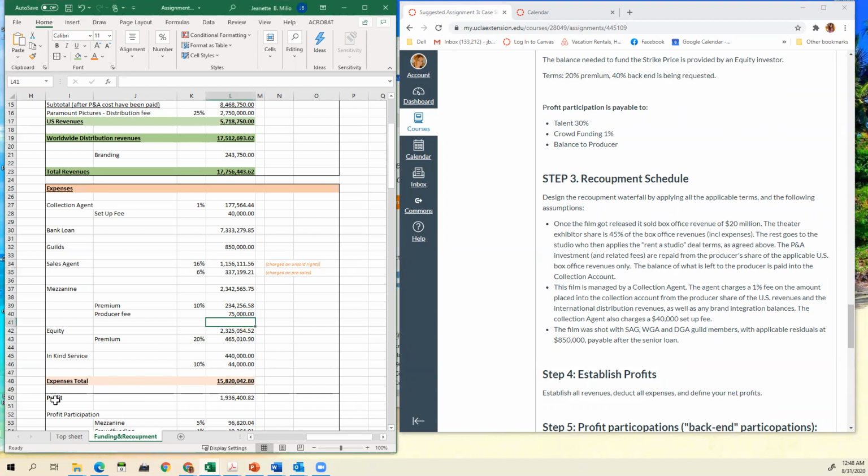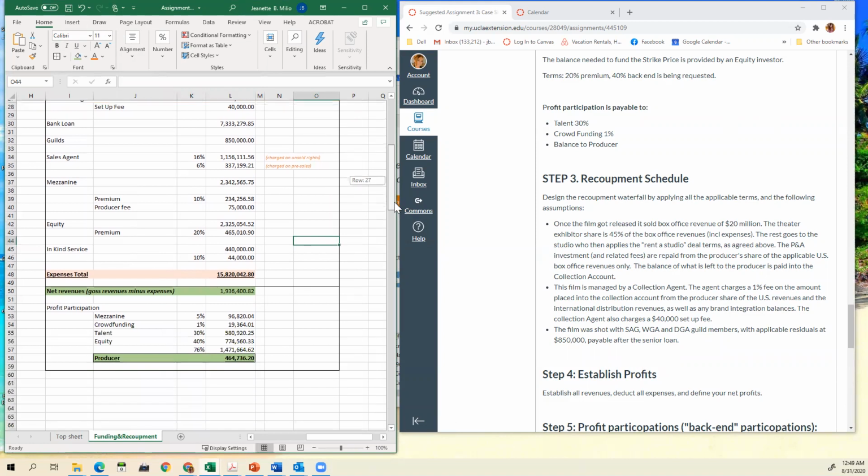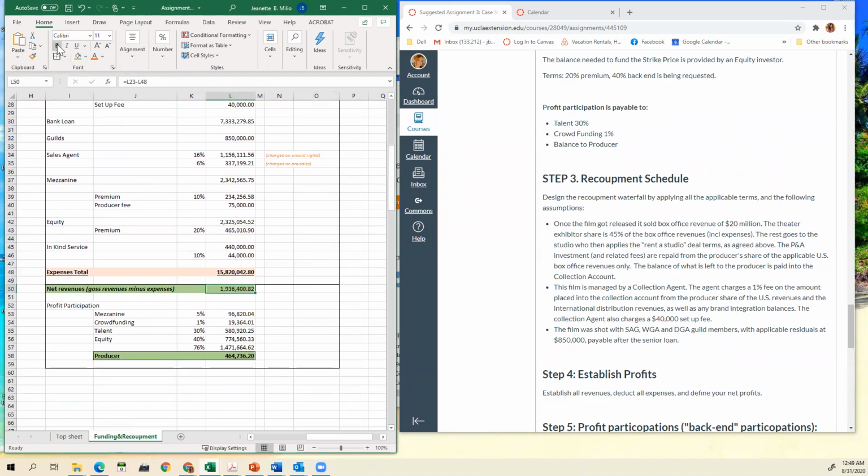And now a profit, well, I should say it's not really profit, it's net revenues. I'm going to actually change that word because net revenues is what that is, which is gross revenues minus expenses. Always remember that. I'm going to make that cursive as a little note for you. There we go. So we are now receiving net revenues of $1,936,400 because we deducted all the expenses from the revenues.